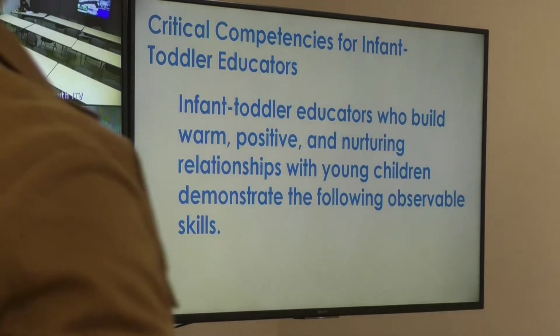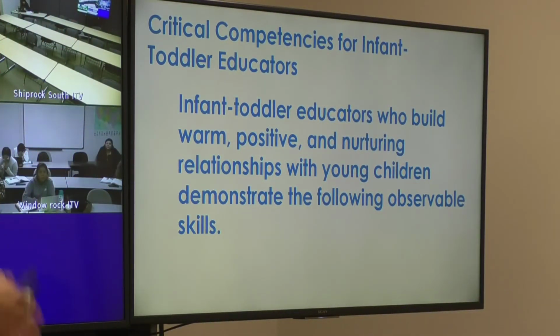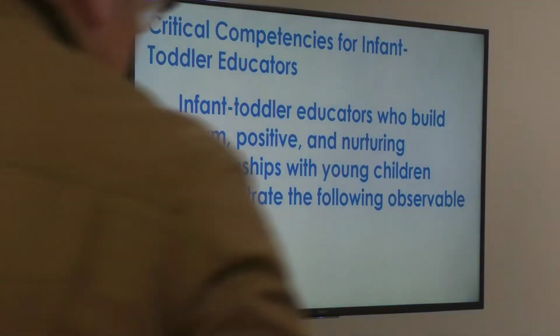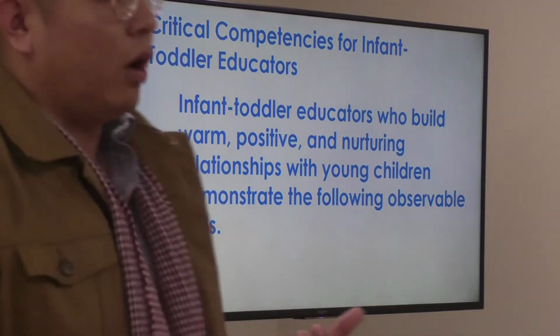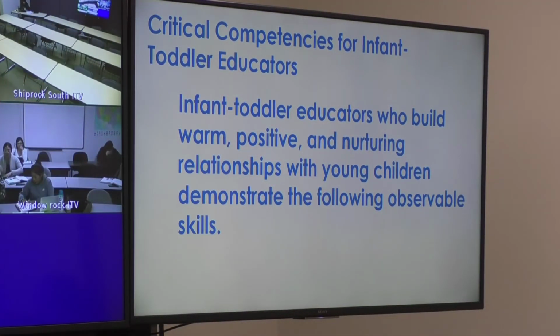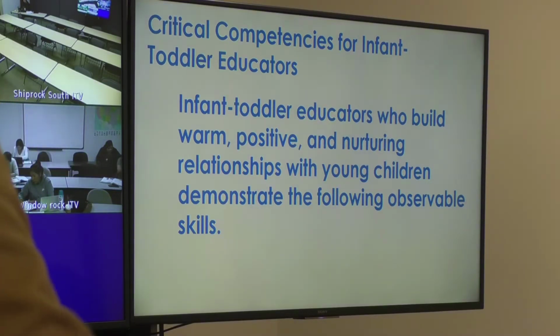So now, critical competence for infant-toddler educators. Infant-toddler educators who build warm, positive, and nurturing relationships with young children demonstrate the following observable skills. One of the things I'm trying to teach all of you is the ability, and that's the reason why I call you educators now, because you're going to be an initial source. You're going to be an initial source as you're going along. A lot of you guys are like, what, we are? I'm hoping yes. That's my initial goal. Because some people are like, I'm not ready for that. I'm looking and projecting into the future.